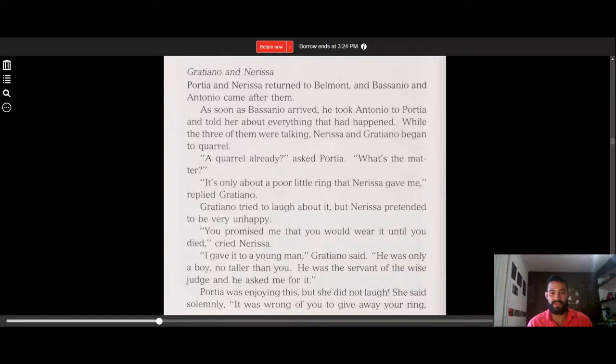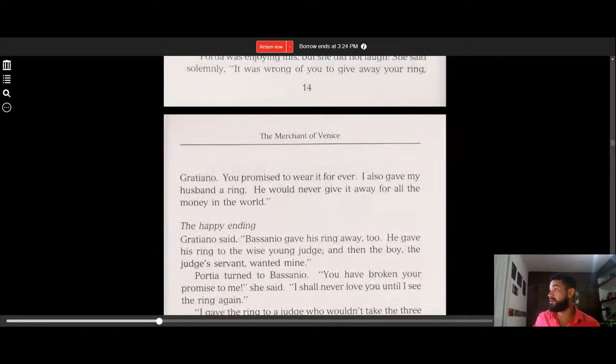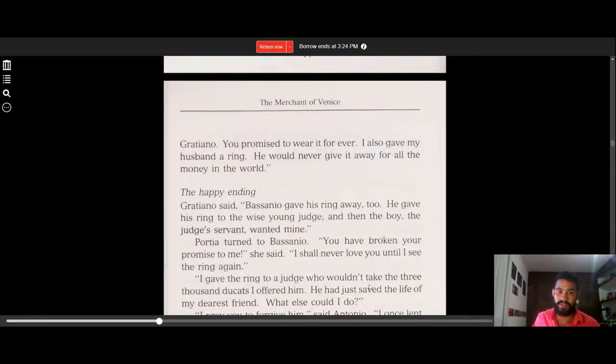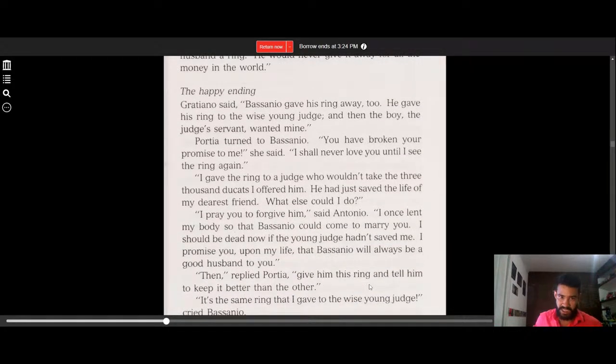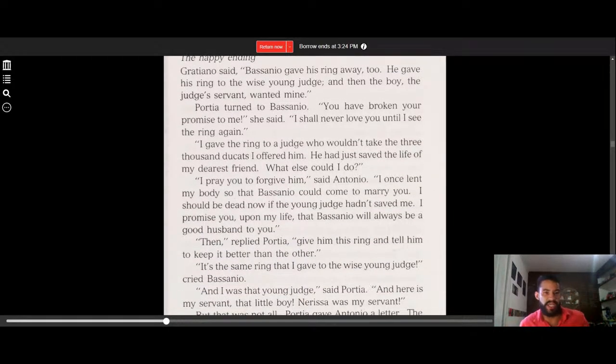Portia was enjoying this, but she didn't laugh. She said sullenly, It was wrong of you to give away your ring, Graciano. You promised to wear it forever. I also gave my husband a ring. He would never give it away for all the money in the world. Graciano said, Bassanio gave his ring away too. He gave his ring to the wise young judge, and then the boy, the judge's servant, wanted mine.